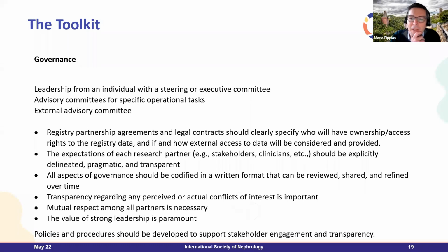Last in this details section is governance, and it goes without saying that leadership is important in running a registry, and having an individual who's really passionate and motivated to run the registry is vital. But they also need to have a steering committee with them, or it might be an executive committee that runs the registry. You will still need advisory committees.